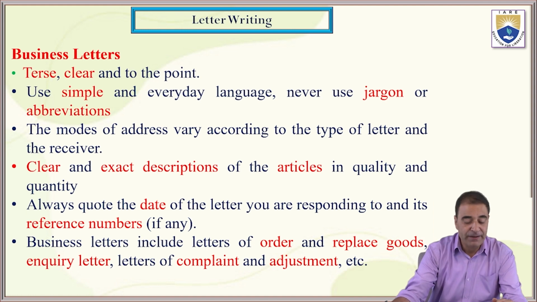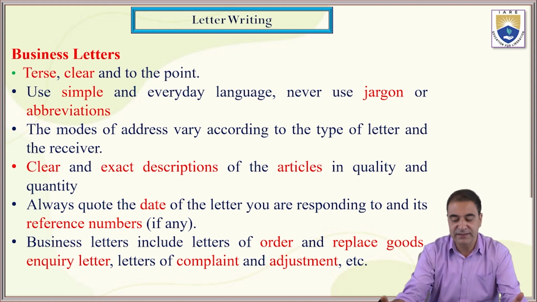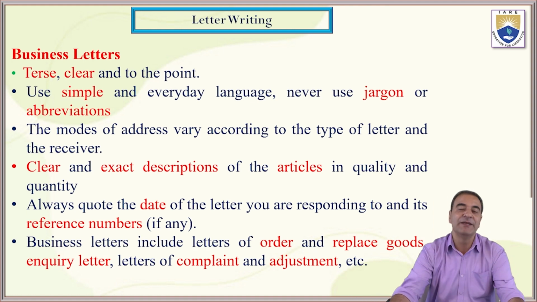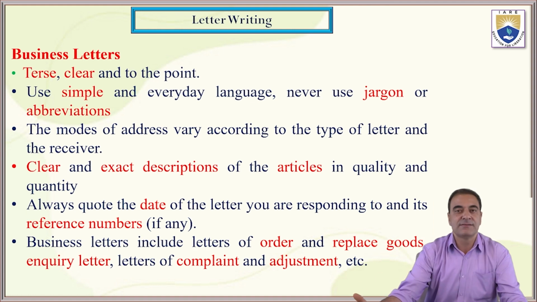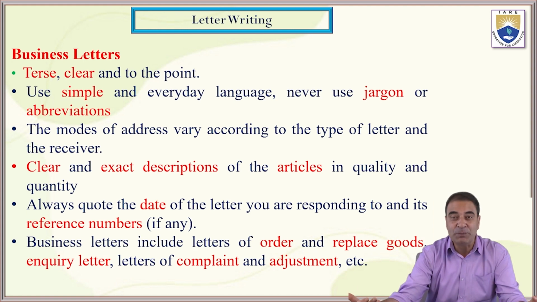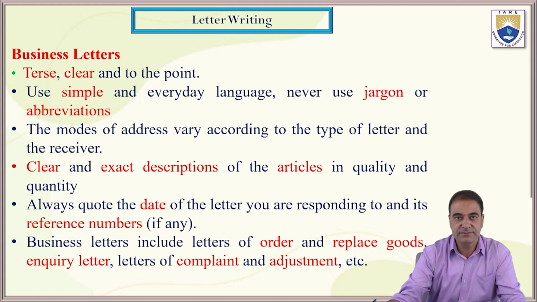The next one is clear and exact description of article in quality and quantity. This is very important. When you are writing a business letter, for example, you are placing an order for things, you need to mention both the quality and the quantity of the articles or the products. That's why we say the clear and exact description of the article in quality and quantity.